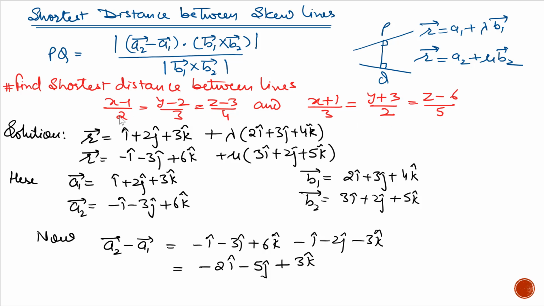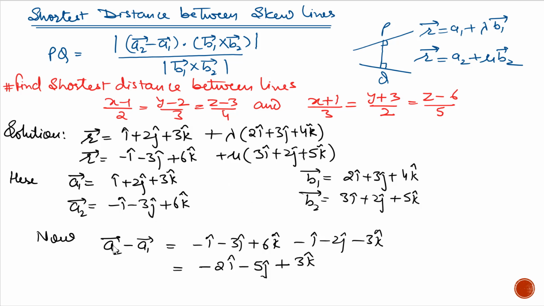First equation is r vector equals i plus 2j plus 3k plus lambda times (2i plus 3j plus 4k). Second equation is r vector equals minus i minus 3j plus 6k plus mu times (3i plus 2j plus 5k). Here a1 is i plus 2j plus 3k, a2 is minus i minus 3j plus 6k, b1 vector is 2i plus 3j plus 4k, and b2 is 3i plus 2j plus 5k.